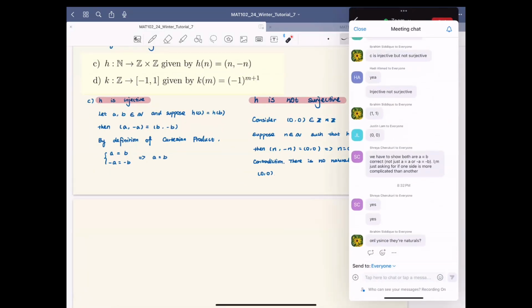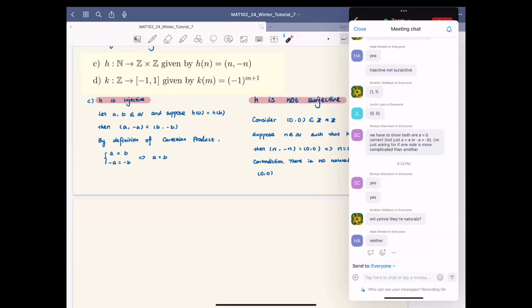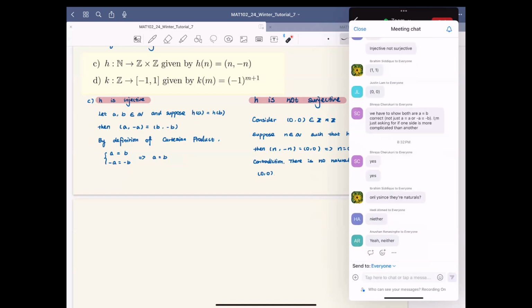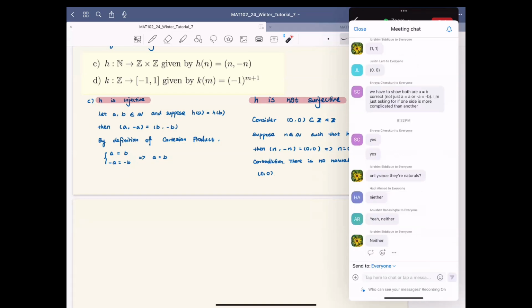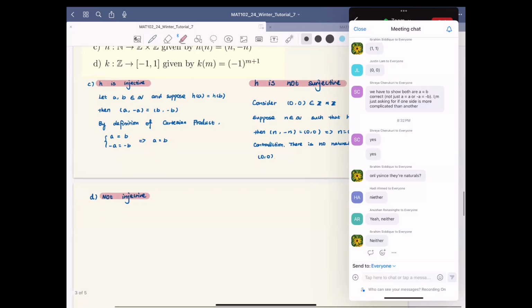Okay. What about D? What do you guys think? Is D injective? Okay, I got one neither. What about the other people? Another neither. So let's write it here. D. It's not surjective. That's not injective. That's correct. Why? Anyone? Counterexample? Why?